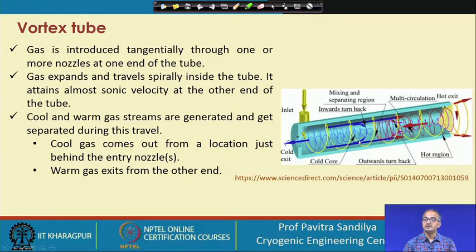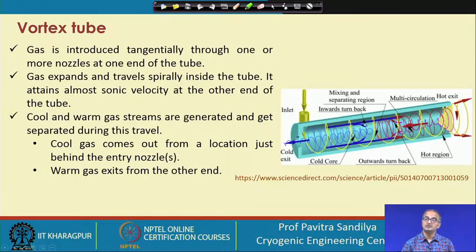So, all this expansion effect creates an energy difference, and also there is the wall friction, which also affects the energy generation. When all these factors come together, we find that the colder stream from the inner region goes here, comes back, and comes out from this side, whereas the hot stream near the wall goes out.